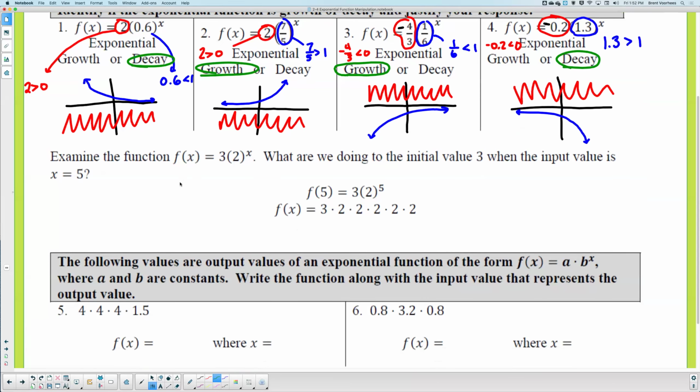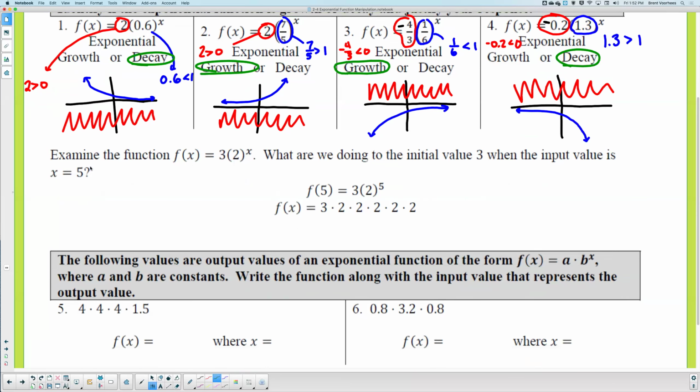And I have a typo on this one as well. So examine the function f of x equals 3 times 2 to the power of x. Okay, what would 3 be called? Or by symbol, what symbol does 3 represent? The y1 or the a? By symbol, what does 2 represent? Base. This is your initial value. This is your base.